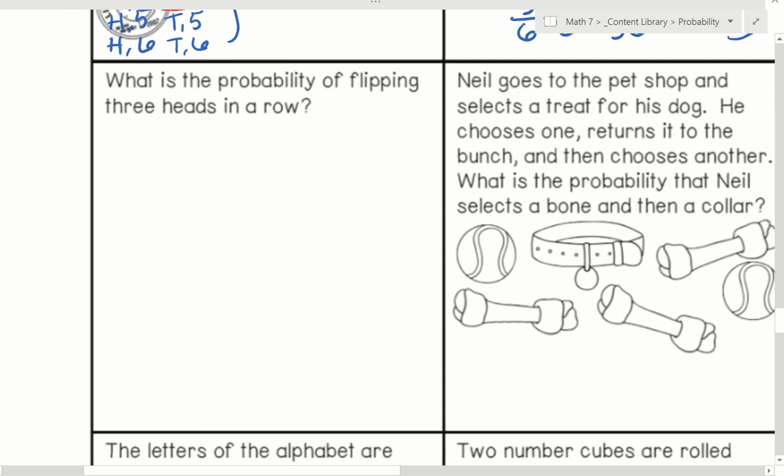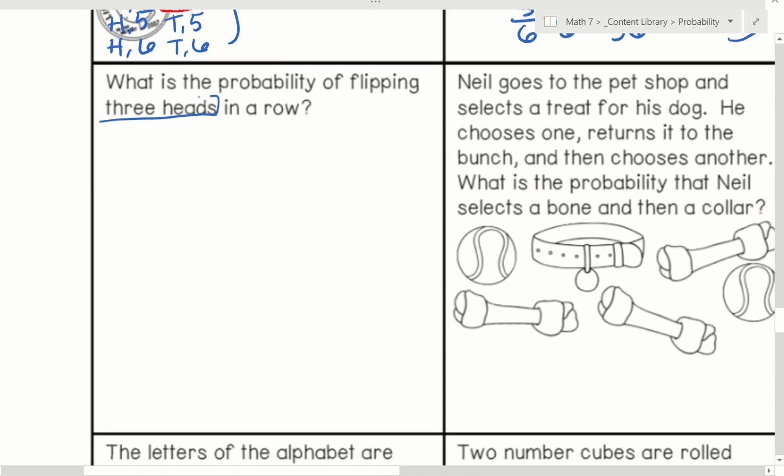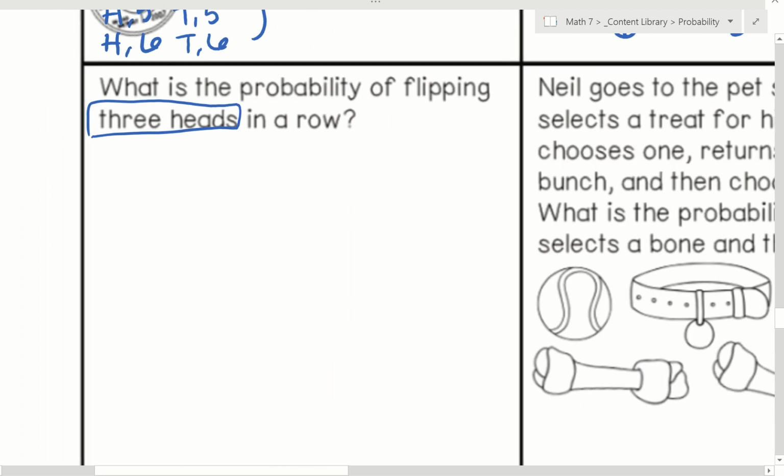Let's keep going. What's the probability of flipping 3 heads in a row? So even though there's no and, I know that it has to be and because I'm doing multiple flips. I can't flip a head or a head or a head on one flip because there's only 2 sides and one of them is a head. Okay, so I can only choose one at a time, so these have to be and.